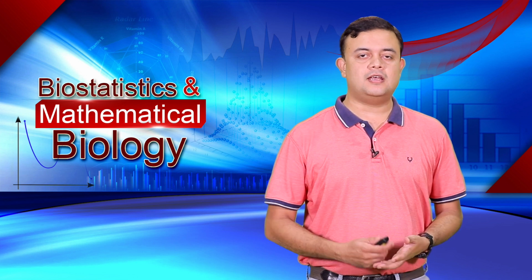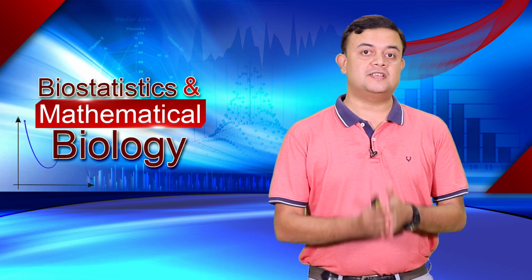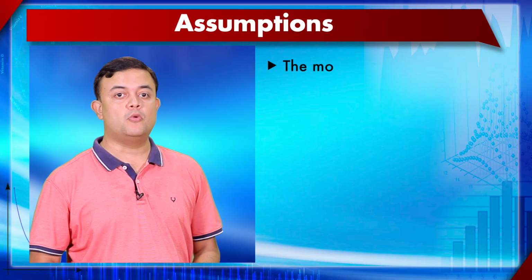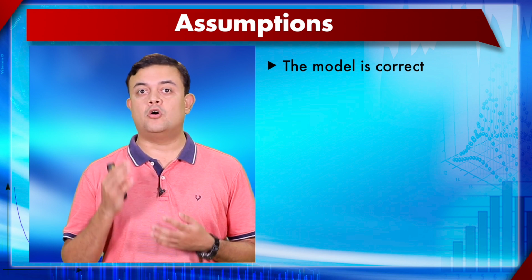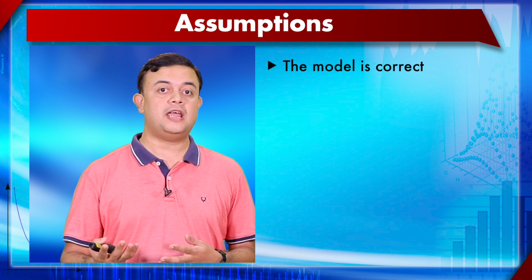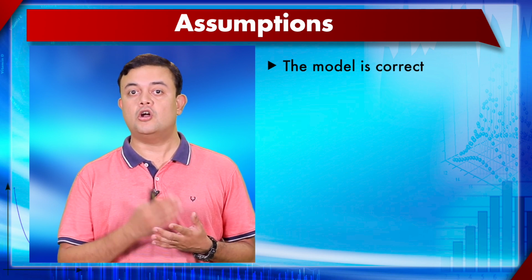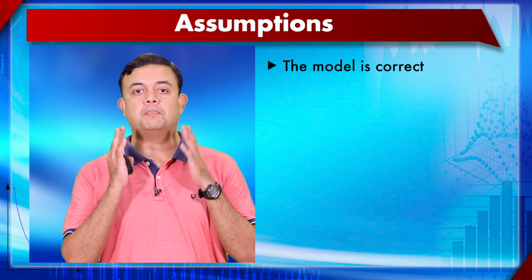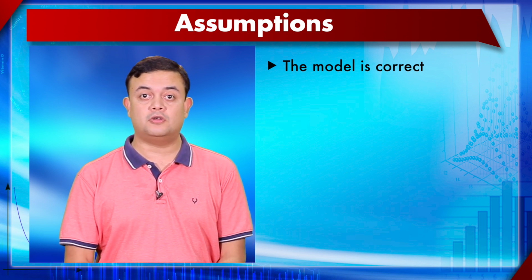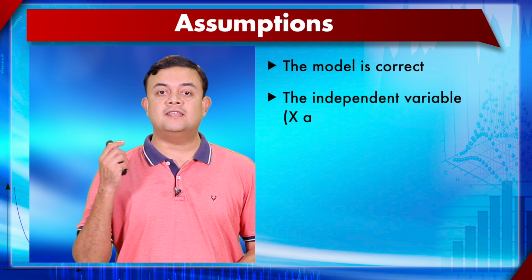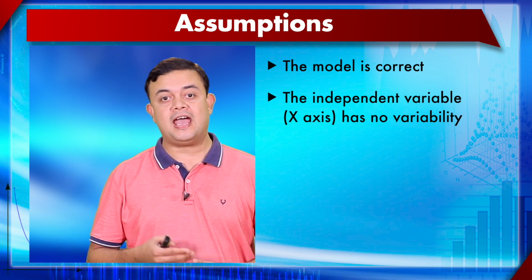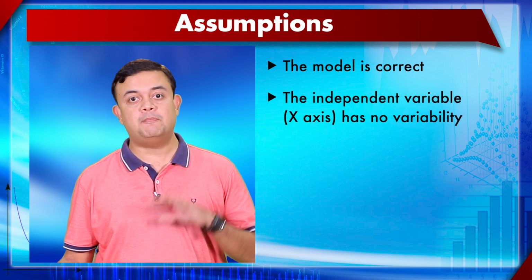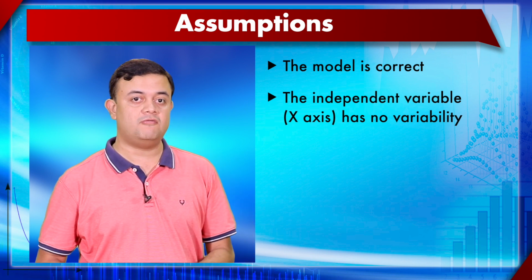In nonlinear regression, there is a set of assumptions, just like in the case of linear regression, and this set of assumptions is almost identical except the first one. The model is correct. Of course, if you are going for non-linear regression and the chosen model is inappropriate for explaining the data, then definitely it won't work. So the model being correct is the most important assumption. And the independent variable x has no variability; all variability is in the y axis. The independent variable is x while the dependent variable is y, so all variability is in the dependent variable.